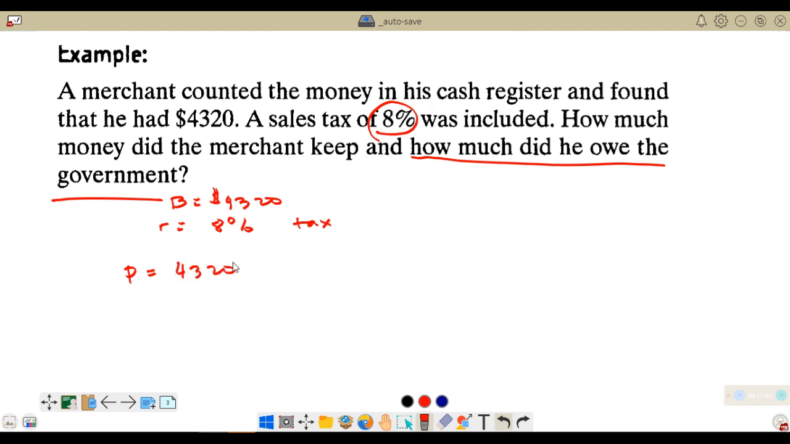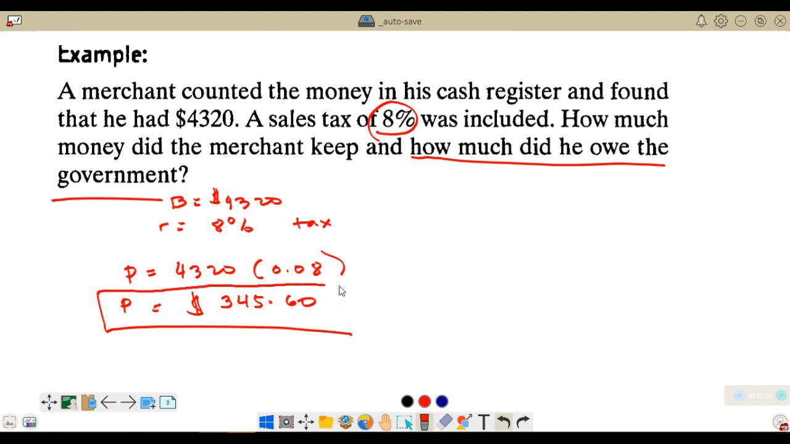We have 4,320. Tanggalin ko na muna yung currency. Times 8% or 0.08. Ilan naman yon? We have 0.08 times 4,320. We have $345.60. So, ito naman yung ibabayad kay government. Again, pwede kayong mag-set ulit ng mga variables. Kayong bahala. Y, o kaya X, o kaya A, B. For the checking, paano natin siya ma-check? So, yung kanina, we have natira kay merchant. Ilan nga yun?